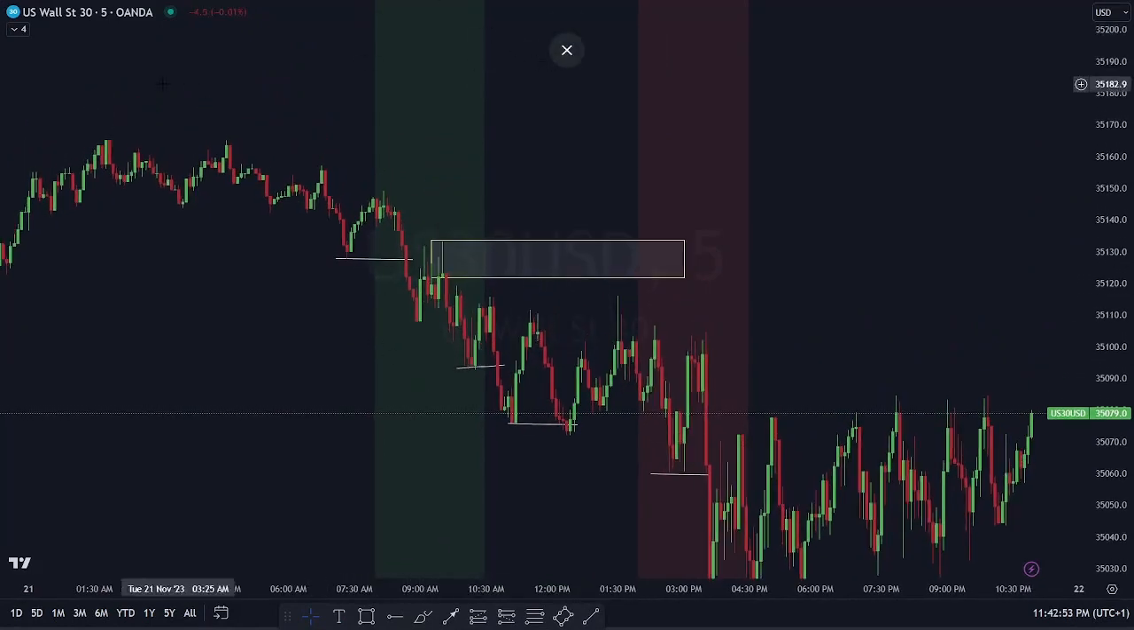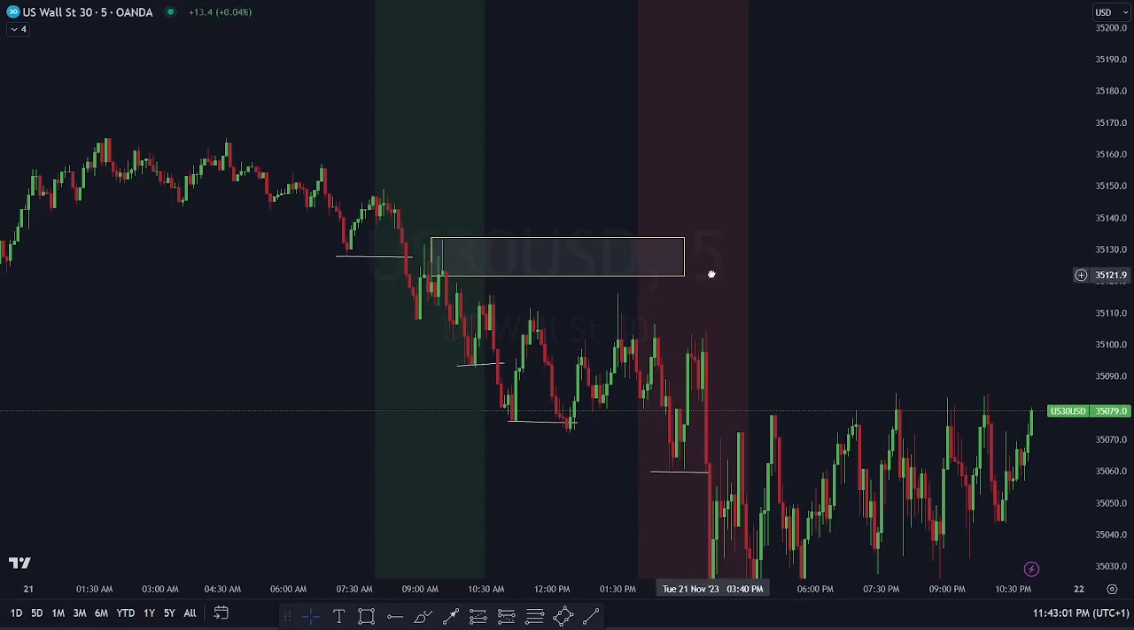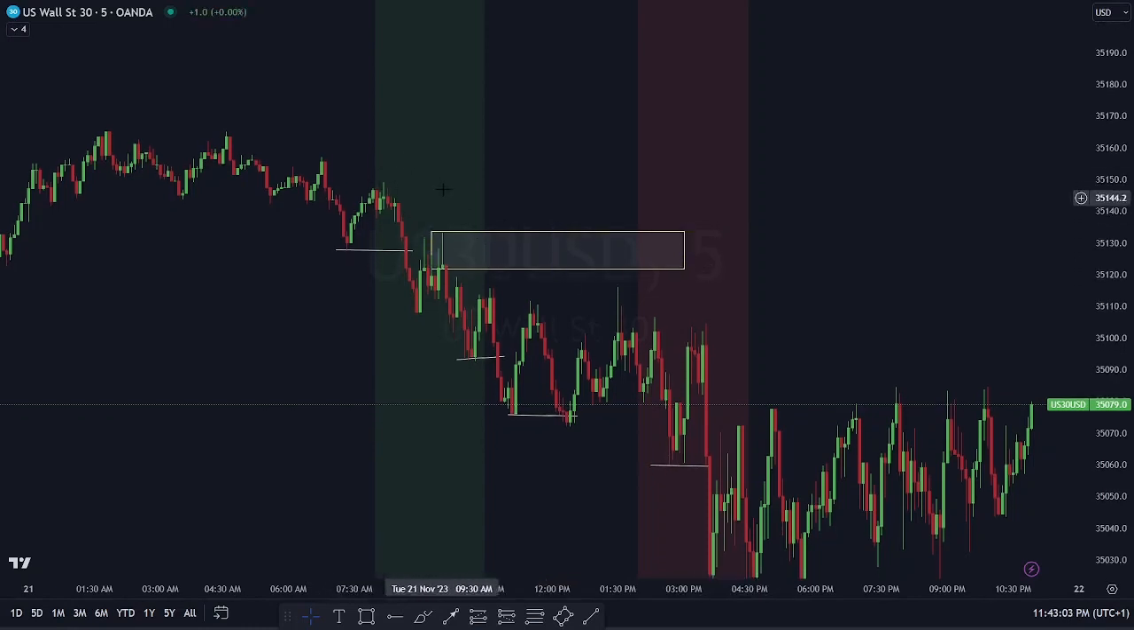Then you can add your moving averages. So these are the times that I trade. This is London session. This is New York session. I trade for 3 hours 30 minutes on the London session, and I trade 3 hours 30 minutes on the New York session. Then I'll be done for the day.